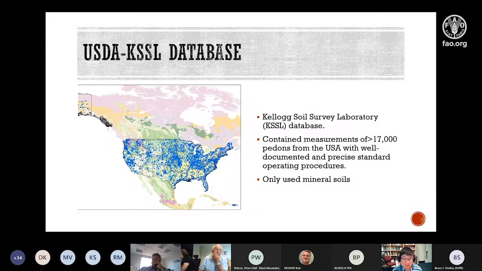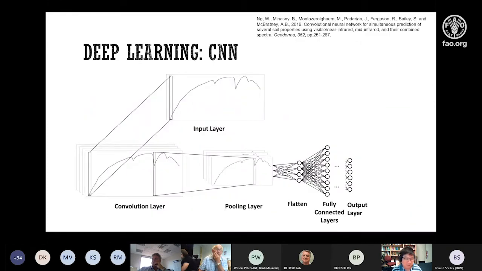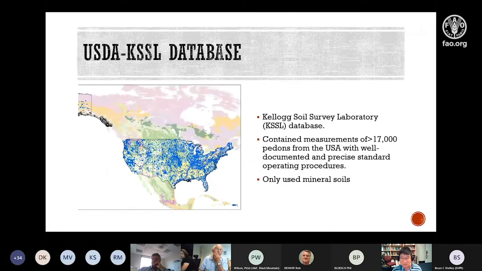So we looked at this data, and since we got this much data, about 17,000 profiles, I think overall in terms of samples it's more than a couple hundred thousand.